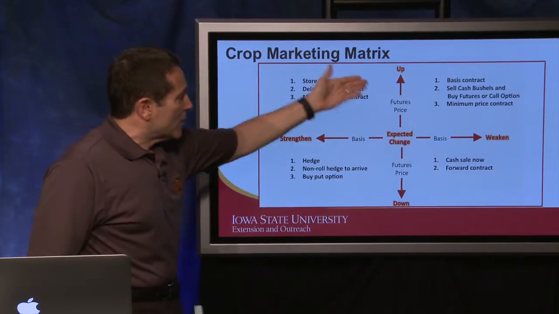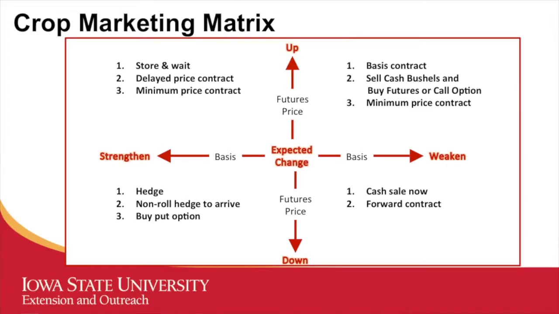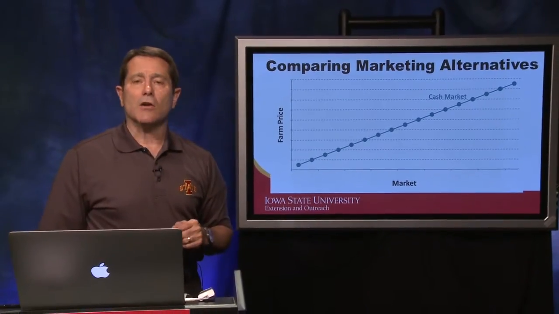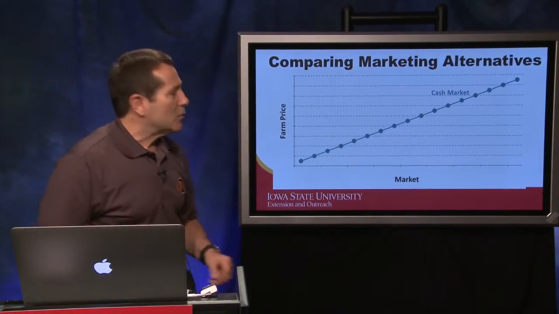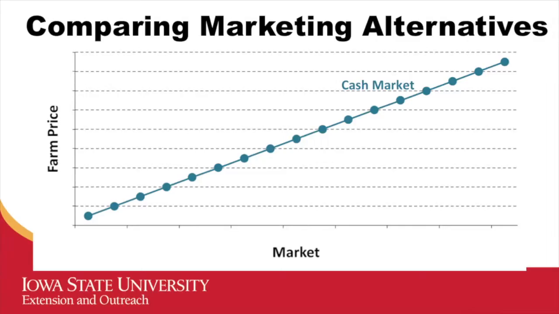Or if we think futures prices are going to move up and the basis will strengthen, take a look at strategies such as store and wait, or a delayed price contract, or a minimum price contract. I hope that you've benefited from the ability to compare marketing alternatives. Especially, we focused on no one knows exactly what the cash market prices will be, but the likelihood is the cash prices will follow the futures prices.